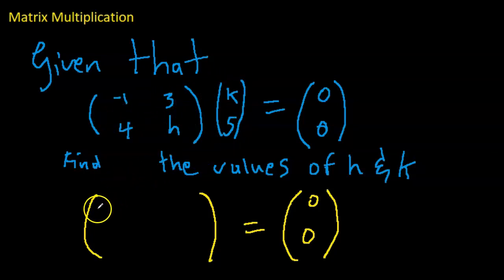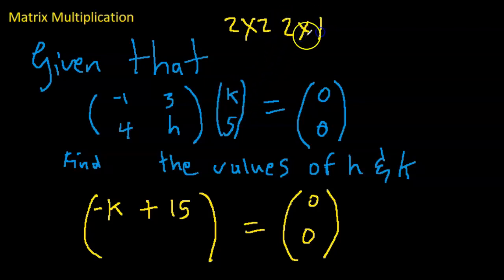So negative 1 times K, that's negative 1K, which is just negative K, plus 3 times 5, which is 15, right? And by the way, remember this matrix is a 2 by 2, and [K; 5] has 2 rows, 1 column, right? 2 by 1. So you expect to get a 2 by 1, just as in the previous example. Alright, so the bottom row now times the [K; 5]. And remember, so 4 times K plus H times 5, and that's 5H.